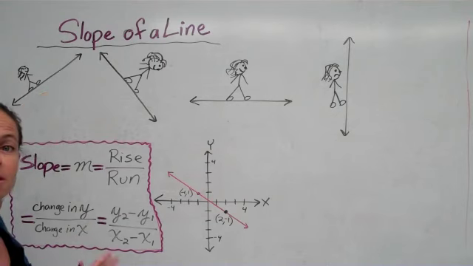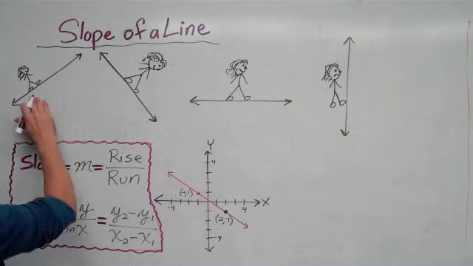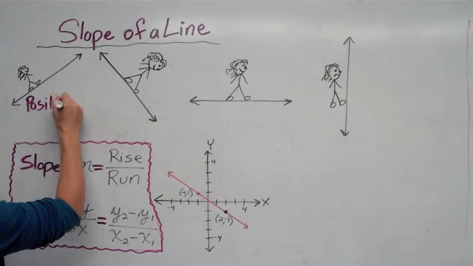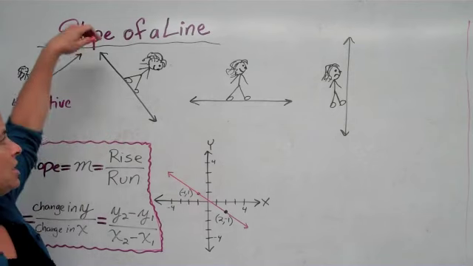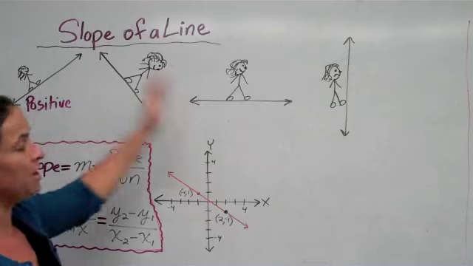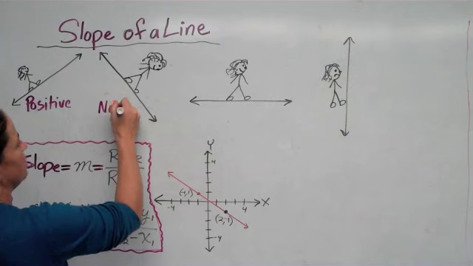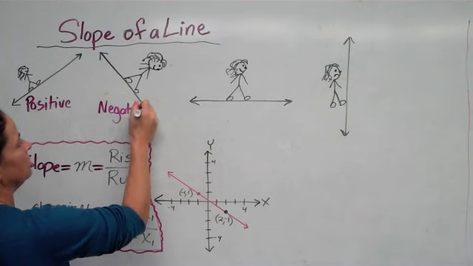So don't even worry about the number value of this slope, but we know that he's going uphill, and uphill is positive. In the second one, he's going downhill. Why? Because from left to right, he's going down. So this is a negative slope.